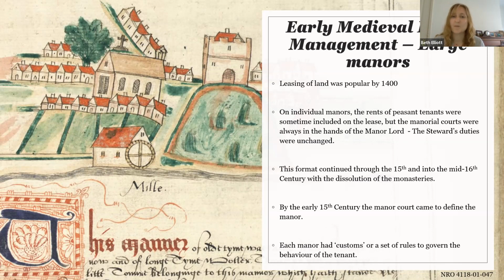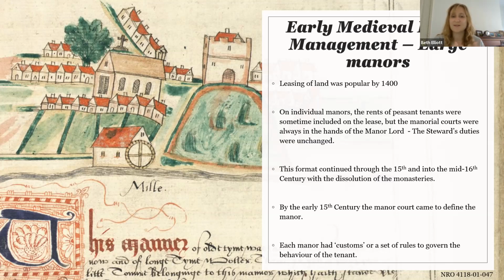And we find this format, so that previous format of the reeve and the steward continues through the 14th to the mid-16th century with the dissolution of the monasteries. It's really by around early 1500 that we find the manor court defining the manor. So I've talked about this a little bit earlier on, but each manor had their own customs, their own rules, to govern the behaviour of the tenants within there.